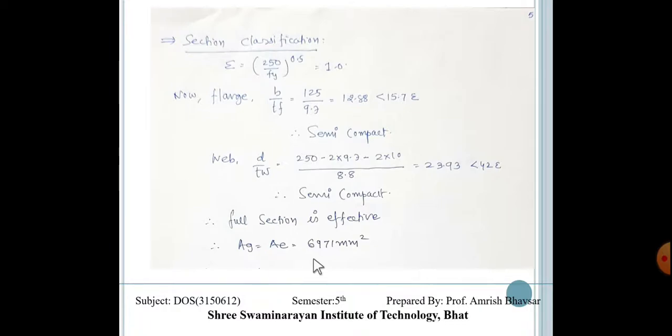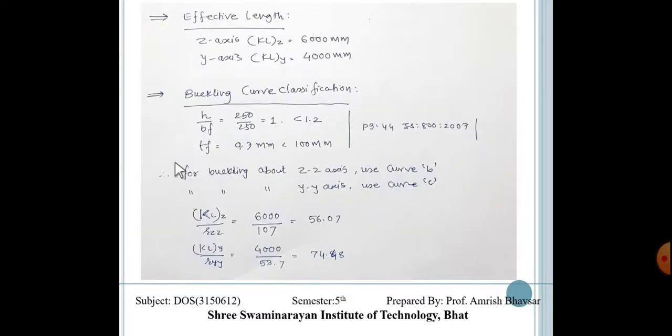So Ag is equal to 6971 mm square. Now the effective length for both axes is different, about Z and about Y. About Z axis it is 6000 mm, and about Y axis it is 4000 mm. Now buckling classification, that is h upon bf, that is 1, which is less than 1.2, thickness less than 100 mm. So from page number 44 we can identify our two curves. For the ZZ axis it is b and about YY axis it is c. So KL upon rzz is 56.07 and KL upon ryy is 74.48.